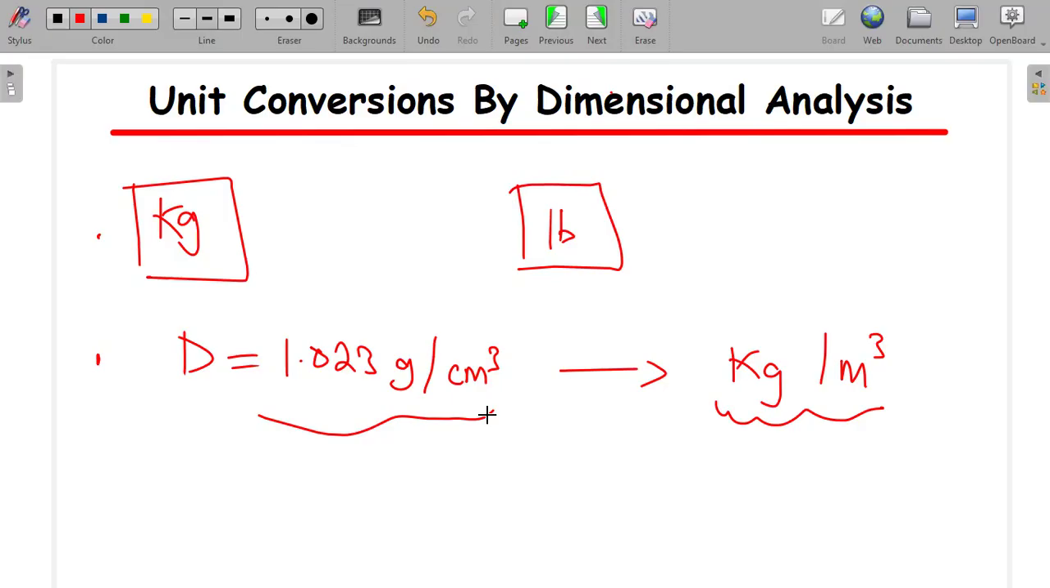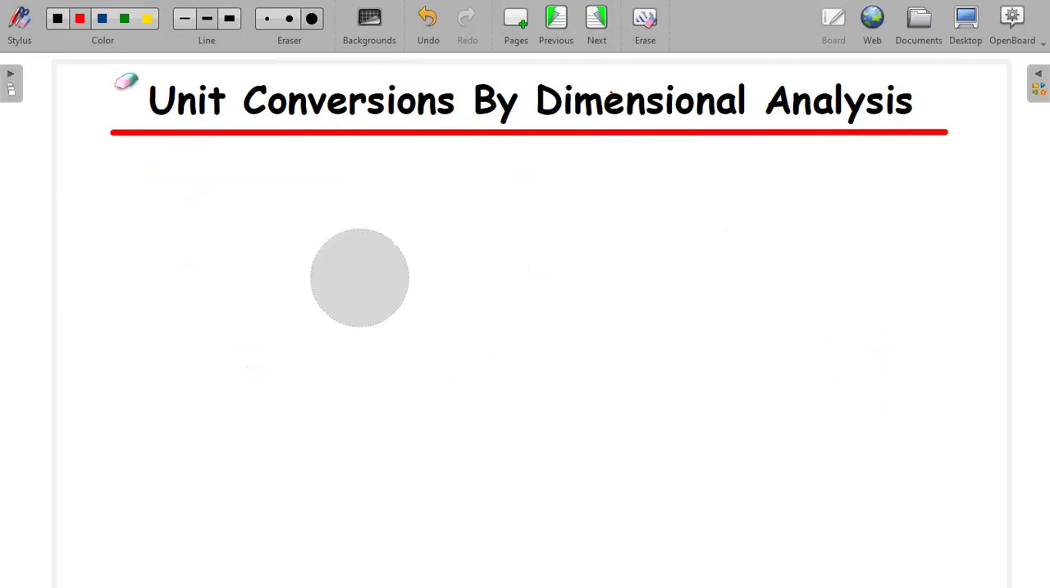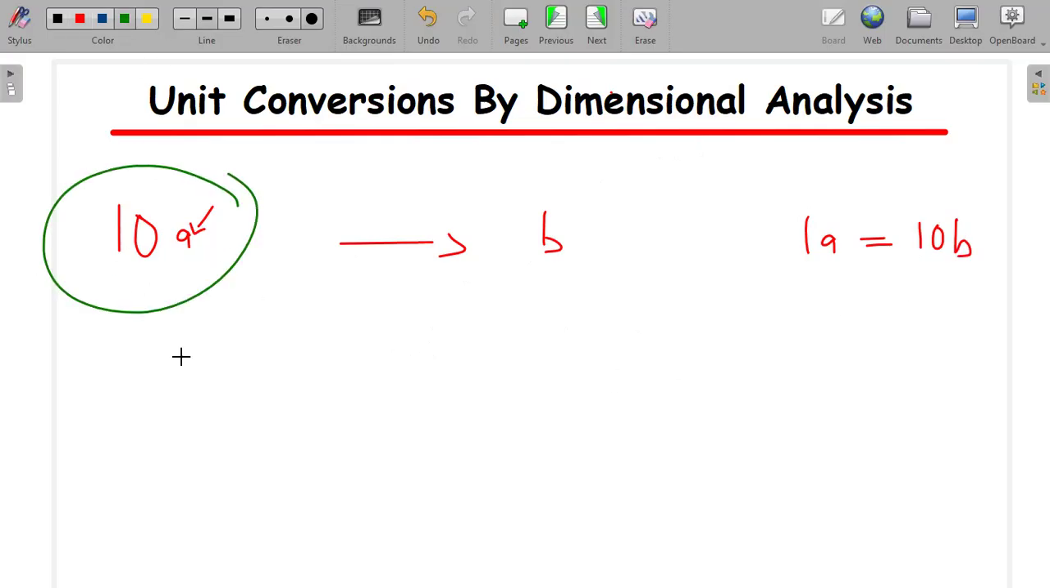I'll show you a number of conversion factors later, but here let's just get the main idea of dimensional analysis. Let's say I have 10A. Let's say this A is my unit, and I want to convert to unit B. For me to convert using dimensional analysis, I always have to have a conversion factor. So let's say 1A is equivalent to 10B.